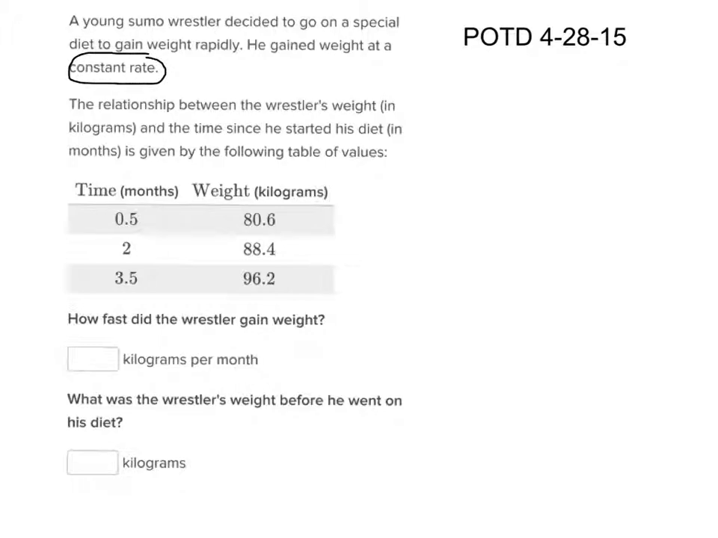Those two words right there are real important. Constant rate. That tells you that this is a linear equation. Constant rate lets you know that this is a linear function, right? So what we're trying to do is get the equation in the form y equals mx plus b, right?